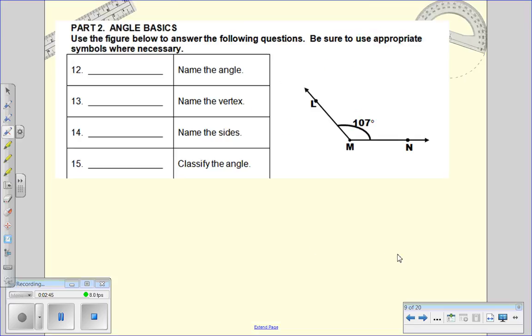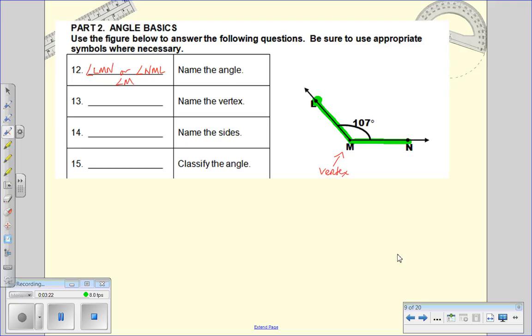Now we're going to use the figure in order to answer the following questions, being sure to use the appropriate symbols where necessary. We need to name that angle. So to name an angle, we can name it with 3 letters. I can start at L, go to M, the vertex, and end at N. So one way is to name it angle LMN, or I can switch the first and the last letter, NML, or in this case I can also name it with just the vertex, because that is the only angle we see with that vertex M, so angle M.